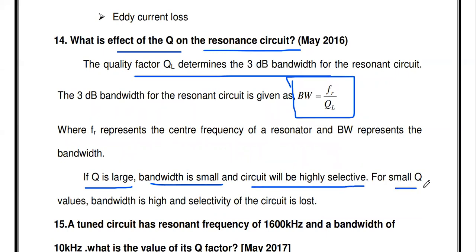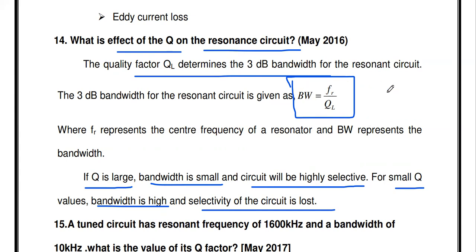Similarly, conversely, for a small value of quality factor, the bandwidth is high and the selectivity of the circuit is low. Okay. So in order to design a highly selective circuit, we have to choose a high quality factor. So this is the relation between the quality factor and the resonance circuit.